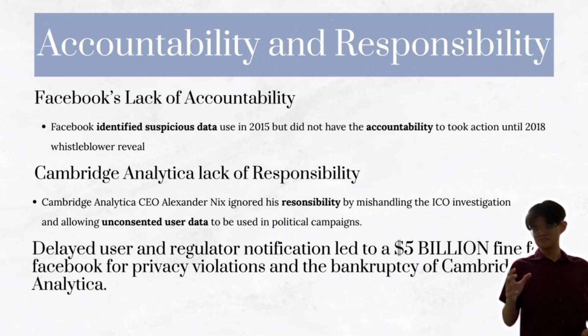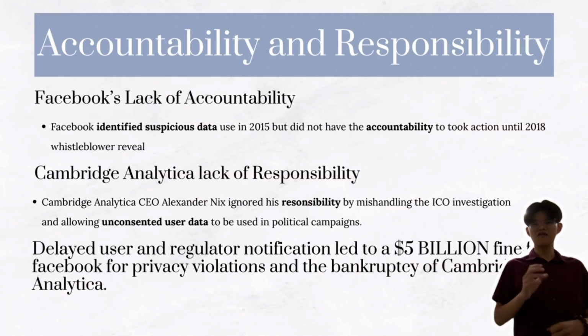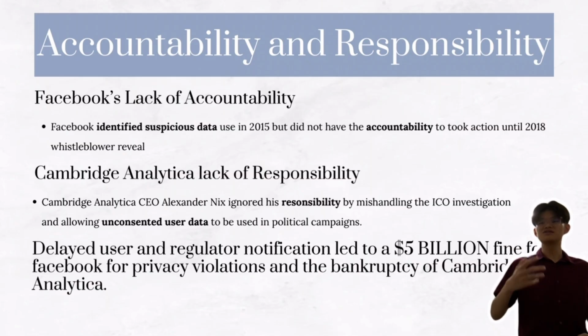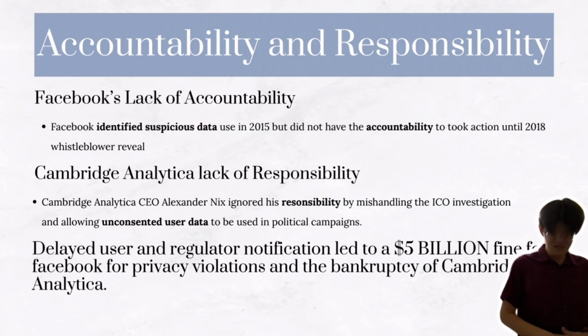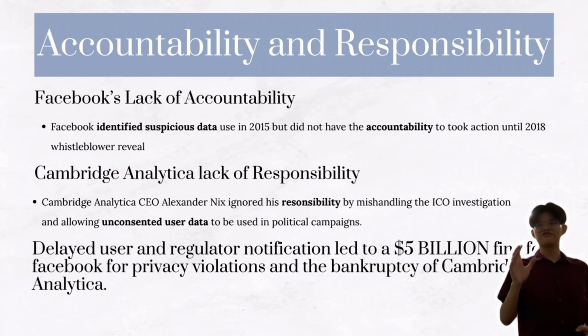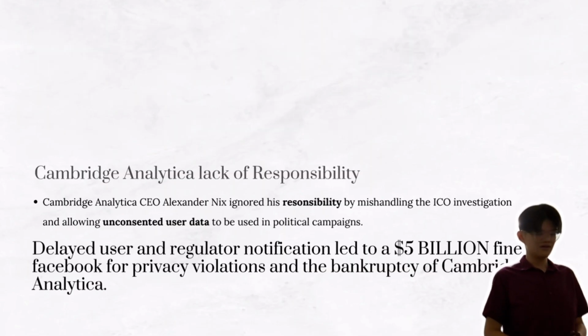CEO Alexander Nix, the CEO of Facebook, breached his director's duties by mishandling the confidential information of his investigation, as he did not take accountability earlier to stop the misuse of data and the harm caused by using unconsented information in aiding political events. Because of the delayed user and regulatory notification, this led to a $5 billion fine for Facebook for privacy violation and the bankruptcy of Cambridge Analytica after the scandal.